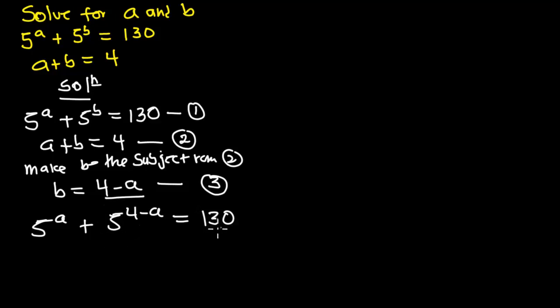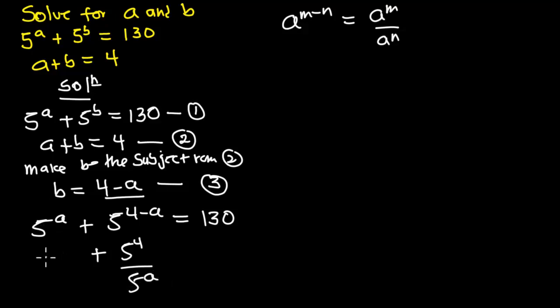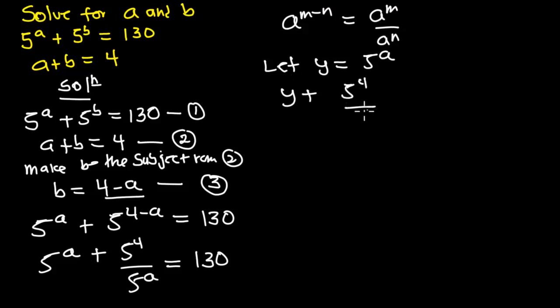Now from here we are going to use this law of indices. For instance, when we have a to the power m minus n, this is equal to a to the power m all over a to the power n. And so we rewrite this term as 5 exponent 4 all over 5 exponent a. Now you have 5 exponent a in common, so you replace that with a variable. Let y be equal to 5 to the power a. So from here you have y plus 5 exponent 4 all over y is equal to 130.